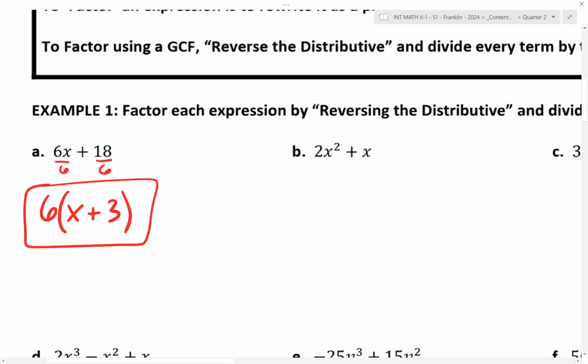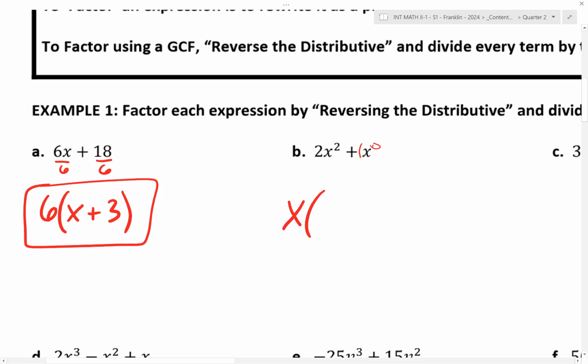Let's try the next one. We have 2x squared plus x. Looking across these, I know there's a 1 in front of this one, so the GCF of 2 and 1 is just 1. But they do both have an x. The smallest exponent present is 1, so that's my GCF. I can take out an x, and then just divide each term by x.